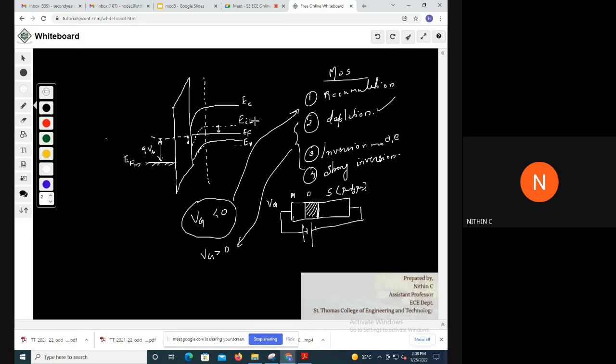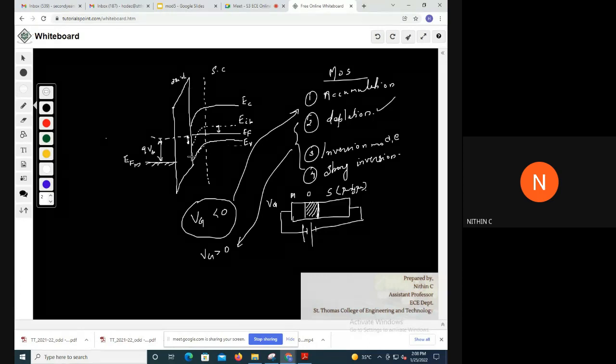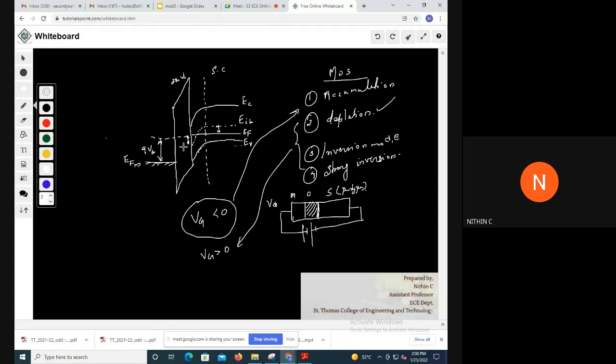And we have denoted this as EIB. EIB stands for intrinsic energy level at the bulk. Bulk means inside the material, and this is the surface. If you are taking the interface, this is the interface between oxide and semiconductor. So towards the interface of oxide and semiconductor, you will be having EI, which is called EIS, that is intrinsic energy level at surface. So you have intrinsic energy level at the bulk and intrinsic energy level at the surface.